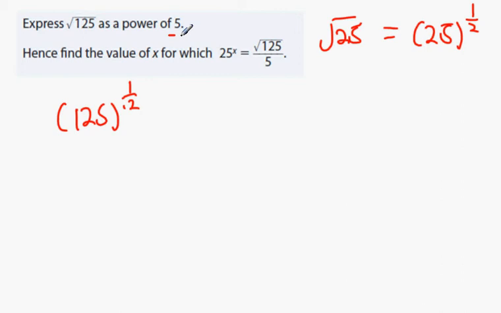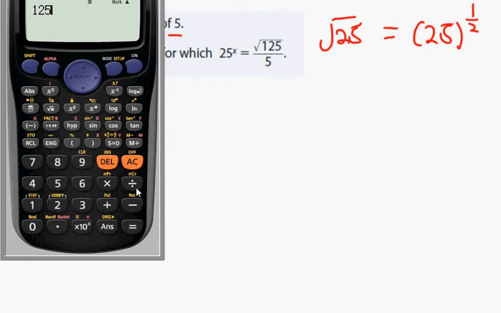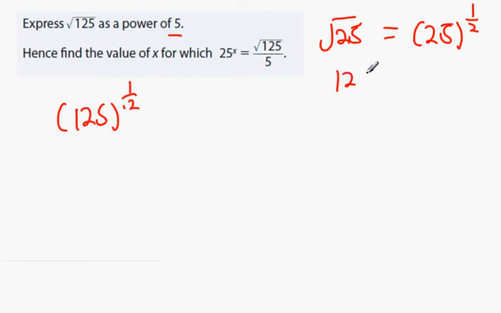Next rule, power of 5. We have to change 125 into 5s. Divide 125 by 5 and count how many times you can do it before you get 1. How many times? Keep dividing it by 5. Once, twice, 3 times. The fact you can divide it 3 times means 125 is 5 multiplied by 5 multiplied by 5. This means it's 5 cubed.